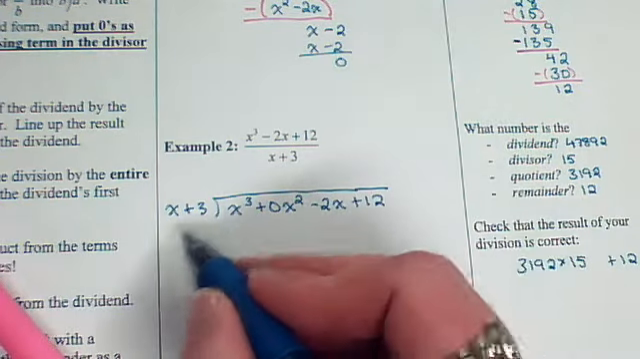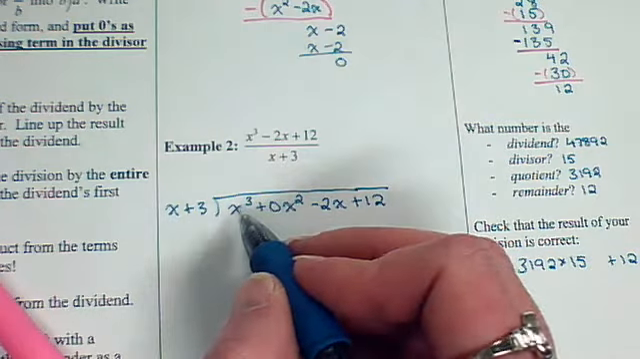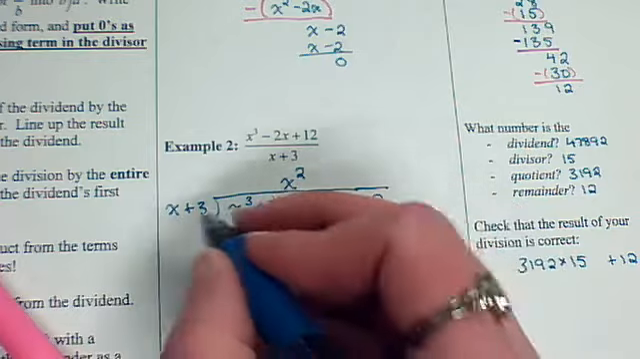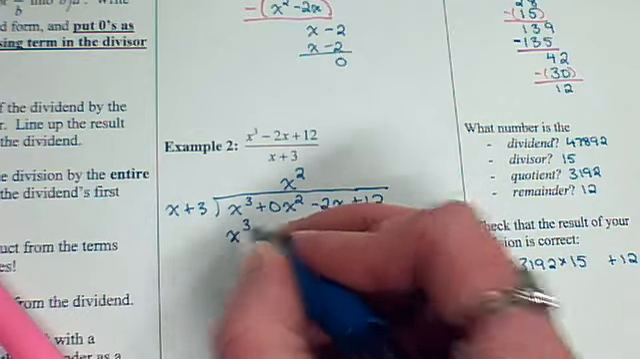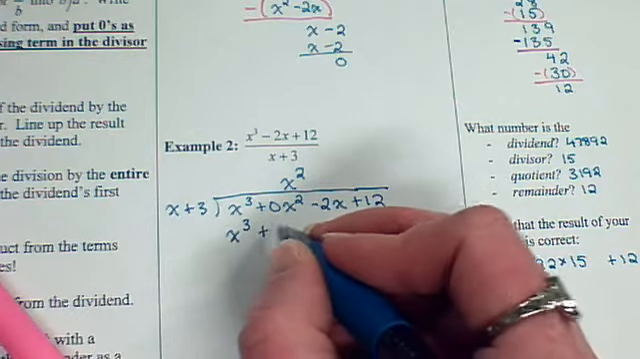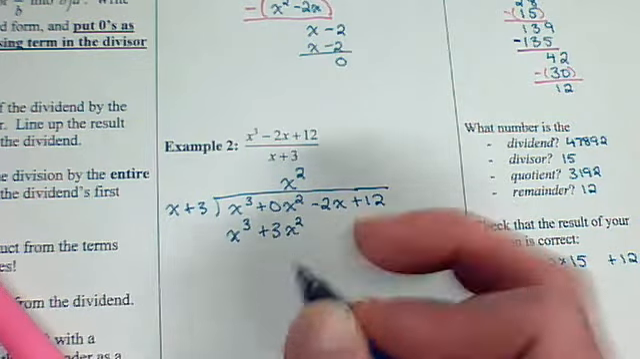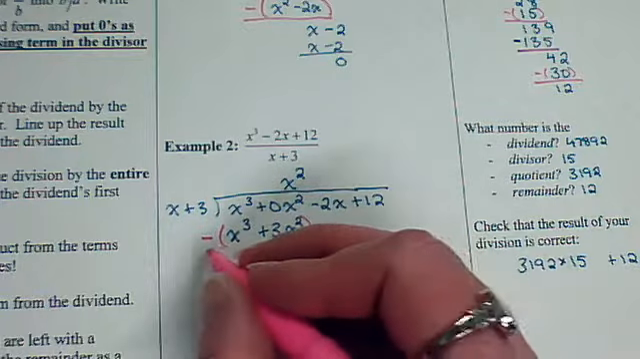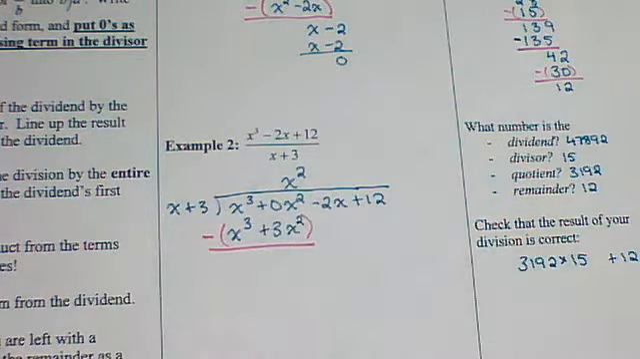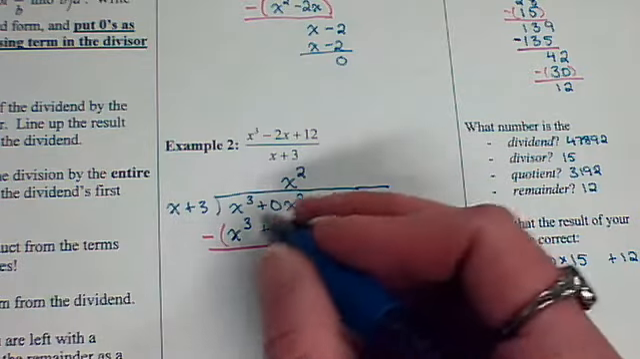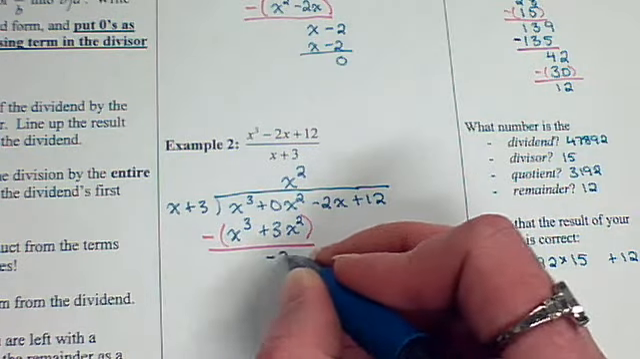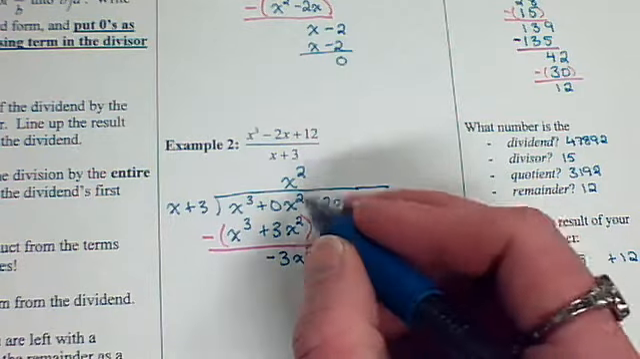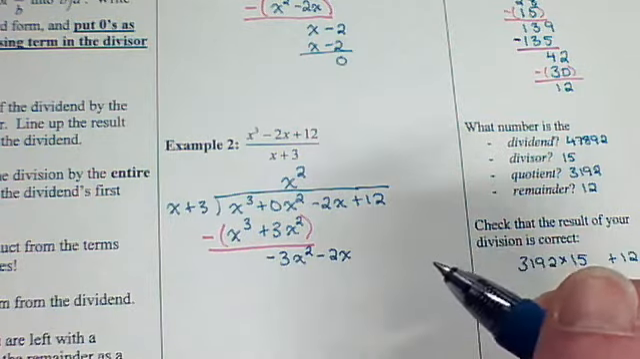All right. So again, we look at our first terms. X times what gives me x cubed? That's going to have to be x squared. Multiply. X squared times x is x cubed. X squared times 3 is 3x squared. Now we're going to subtract. X cubed minus x cubed, nothing. 0 minus 3 is going to give me a negative 3x squared. Bring down our next term. Now do you see why it was important to put that missing term there?